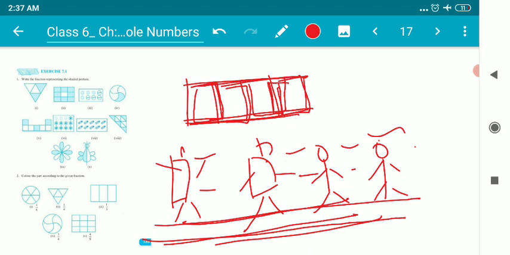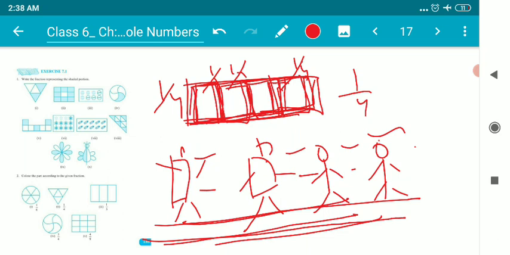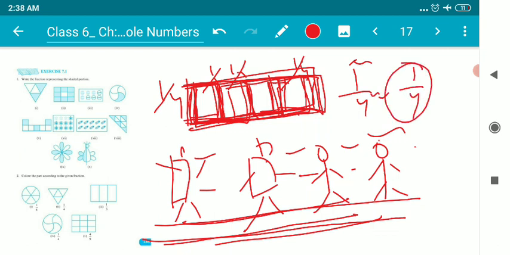So children, as the biscuit was one complete one and is broken into four equal pieces, each part is 1 by 4, 1 by 4, 1 by 4, and 1 by 4. Why is it 1 by 4? Why is each part 1 by 4? Because it is totally four equal parts, and each part is one part out of four parts. Listen very carefully: one part out of four parts. That is why we are saying it's 1 by 4.